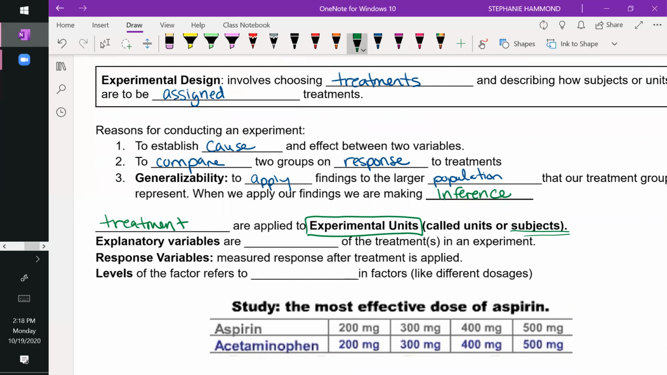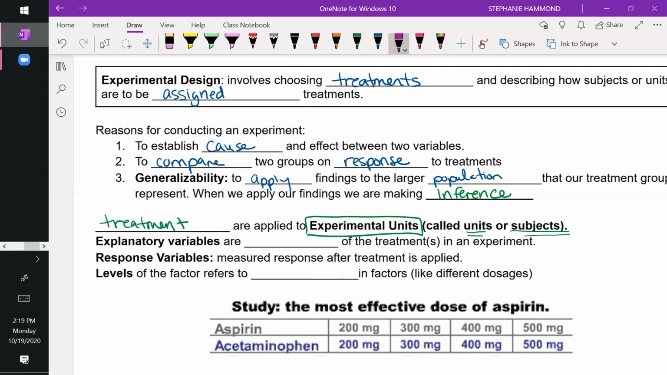If I'm applying electrical currents to bacteria, then my treatment would be the electrical current, and my experimental unit would be the bacteria. Since bacteria is not a person, we would simply call it a unit.